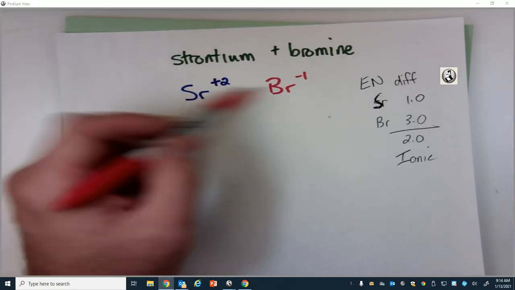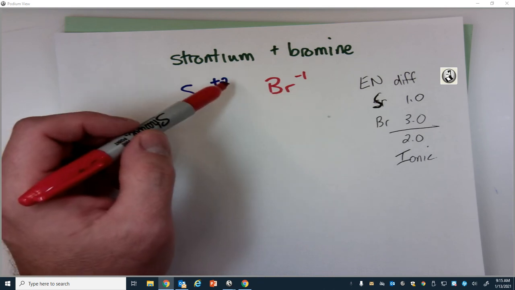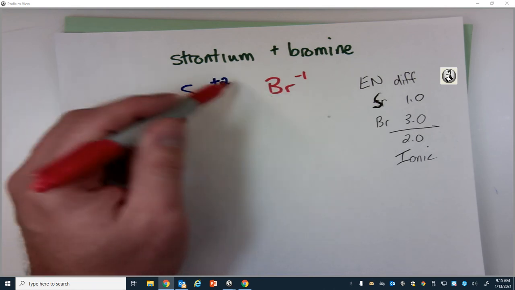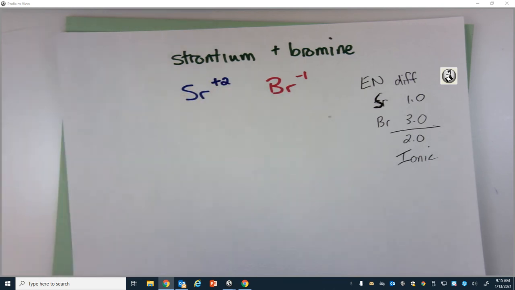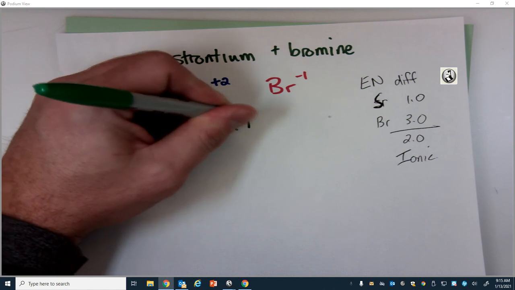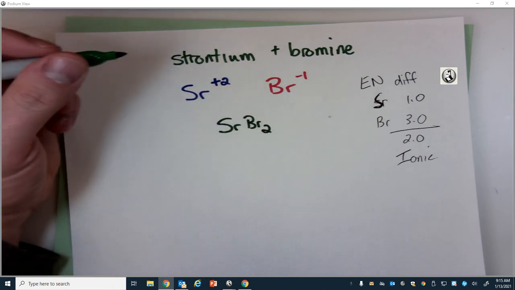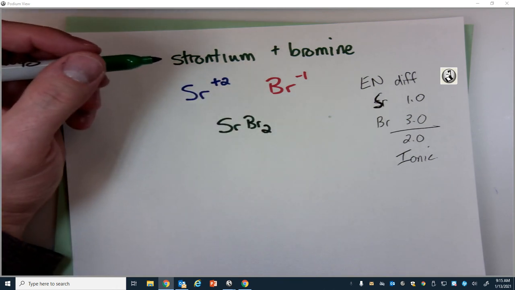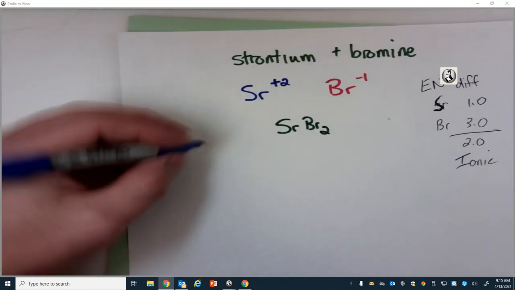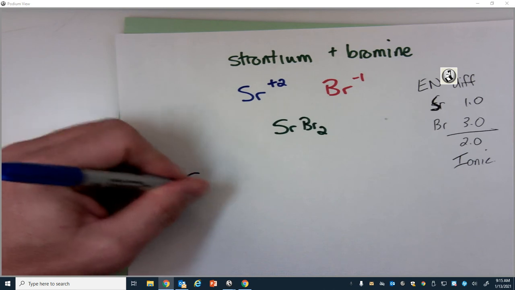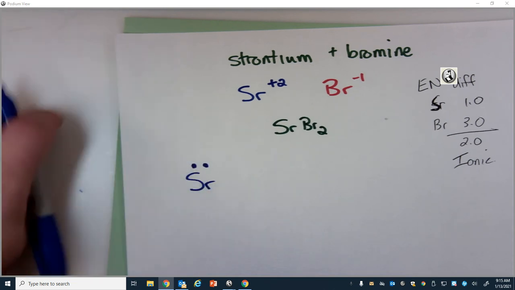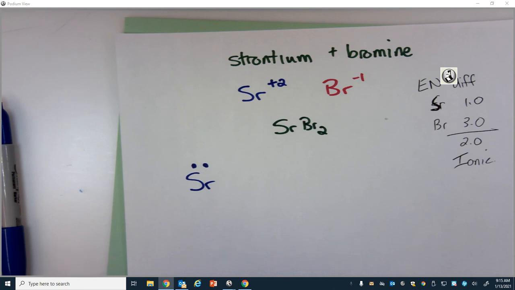All right. Now we're good. We don't have to flip around the elements because the positive one is first and the negative one second. So we're good with that. And then we crisscross jump jump, and you end up with this formula of the compound here as SrBr2. Okay. So now we need to do our puzzle pieces. So we have 1 strontium. Strontium, because it's a group 2 element, it has 2 valence electrons. All right, we've got bromine. We have 2 of them.